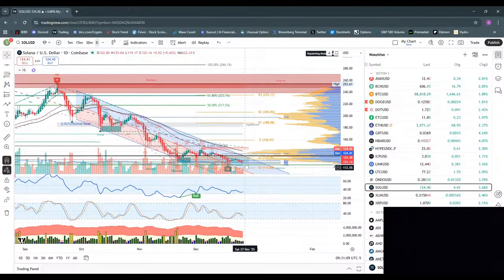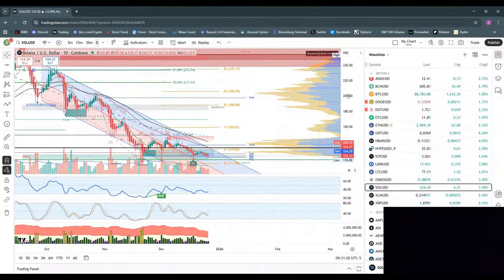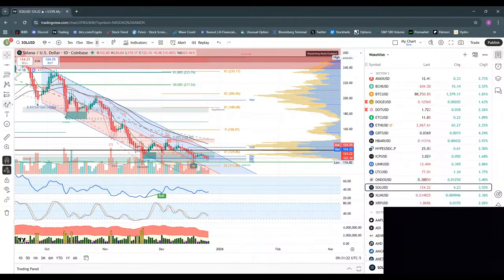When Solana starts running, Solana will not go for the previous all-time high. 254 is not happening. Let me tell you clearly, it's not happening. At 203, the price will sell off. A lot of people, every time the market becomes bullish, think we will take down the previous point. It's not happening. Maximum, we are going to 203. That's it. And again, we will sell off.